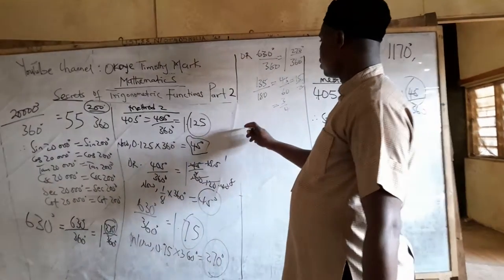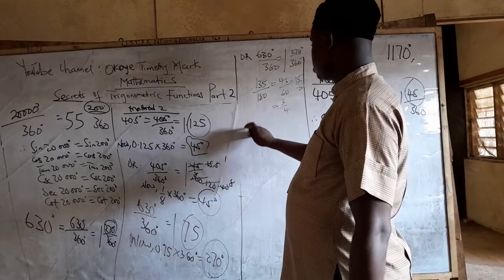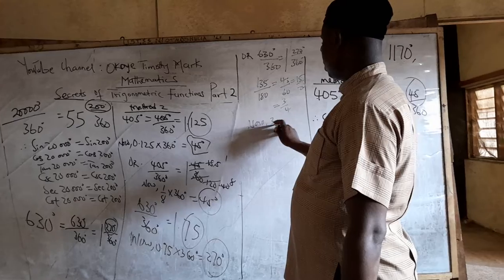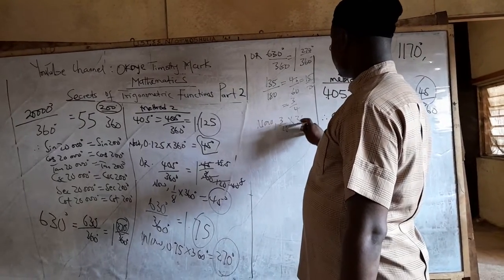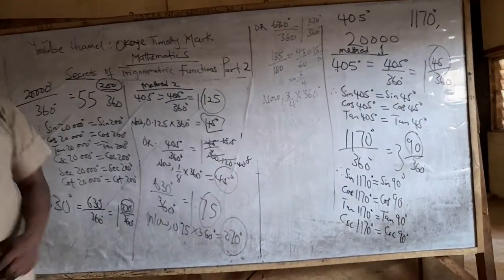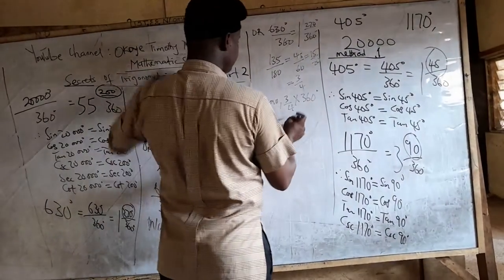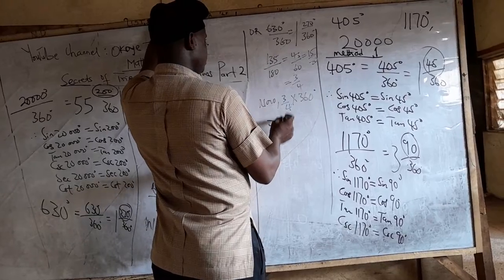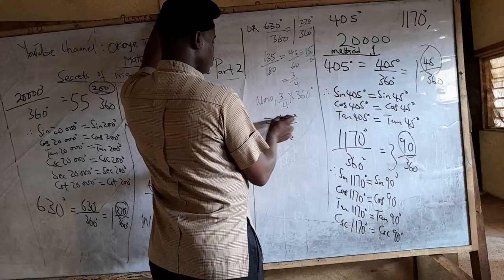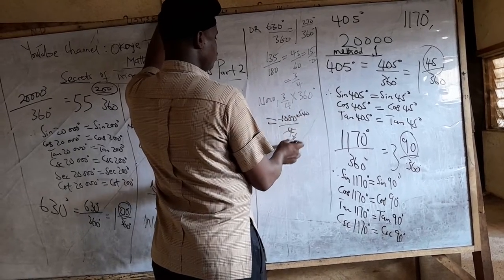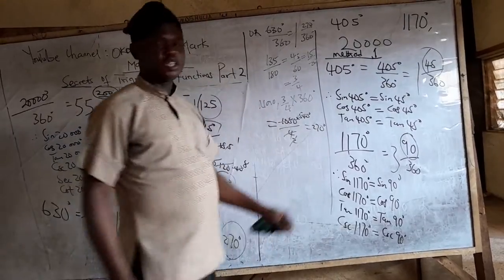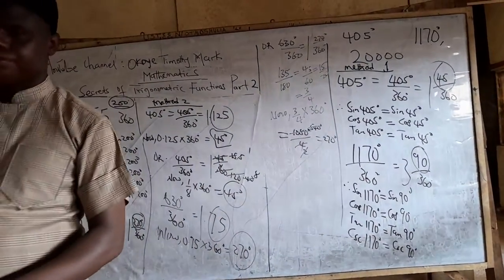Hence, now, three over four times 360 degrees is 1080 degrees over 4, 2 here, 2, 540. 2 again, 270 degrees. You pick 270 degrees, that gives you the answer.